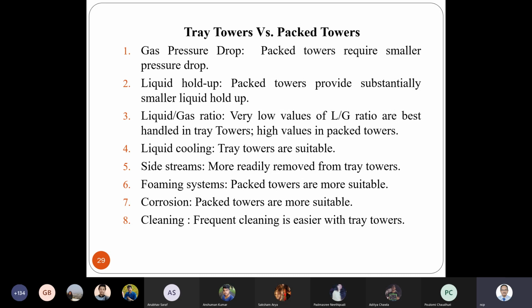So if we are handling, say, heat sensitive liquid, then what will happen if you keep it exposed to high temperature for a longer period of time? It may deteriorate in quality, right? So we don't want that, right? So sometimes it may be necessary that we have to process heat sensitive materials.